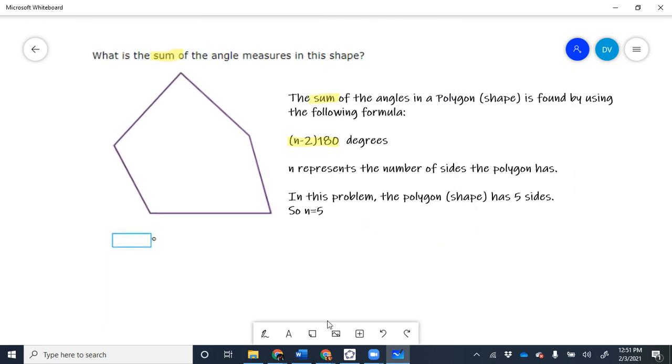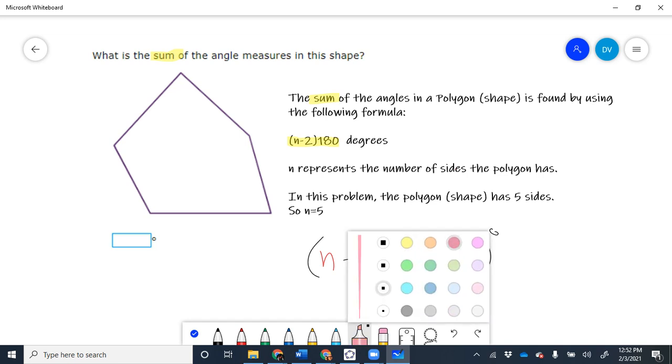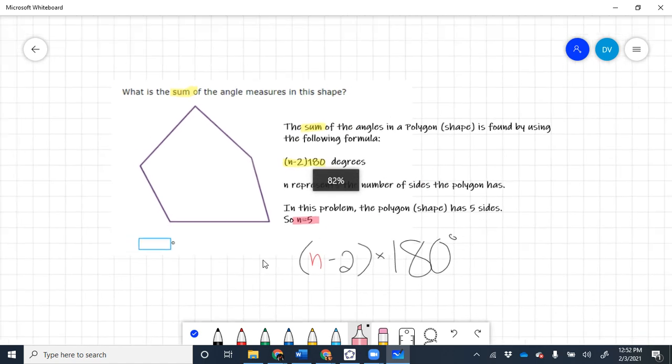And what we're going to do is use that formula. I'm going to change colors here. N minus 2 times 180 degrees. And all we're going to do, I'm going to highlight it here, is replace the n in this problem. Since we counted them, there's 5 sides. I'm just going to replace the n with the number 5 in that formula that I just wrote.